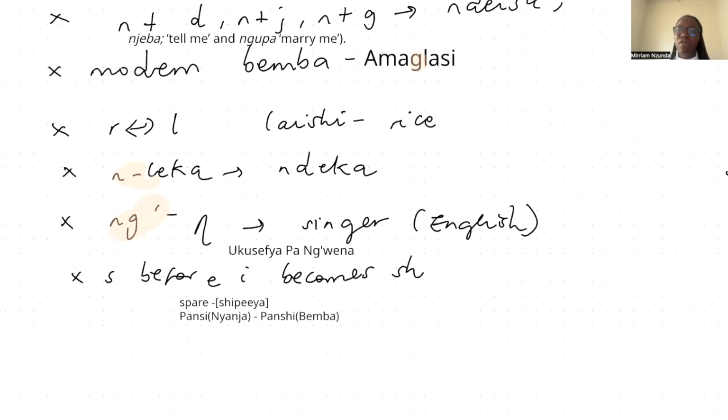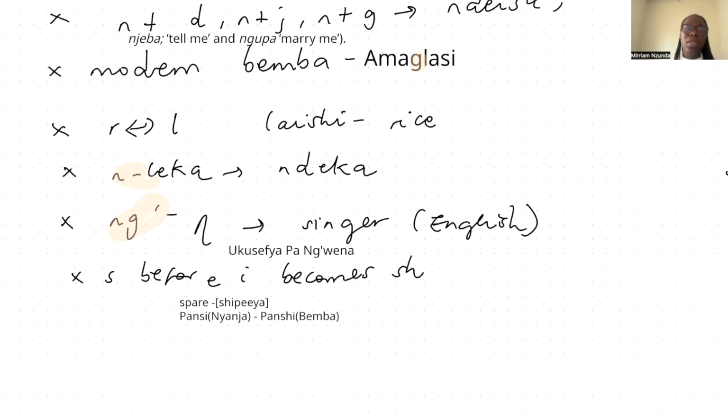And in Bemba, it's very rare for you to have a word that has an S and an I together. So it's usually going to be replaced with S, H, and then I. Most words will be popularly written or pronounced in that way.